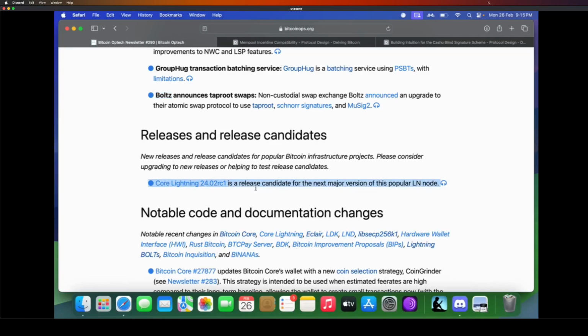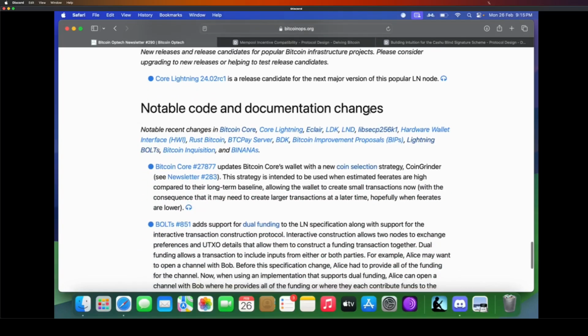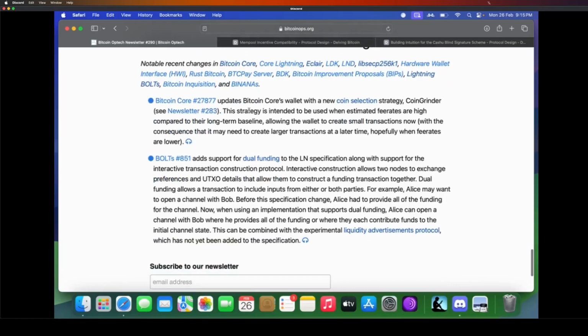24.0 RC1 is a release candidate for the next major version. 24.02 RC1 is a major candidate. This version is a major candidate for the next upgrade of LND, CLN. Notable code and documentation changes. I'll just summarize what this is.